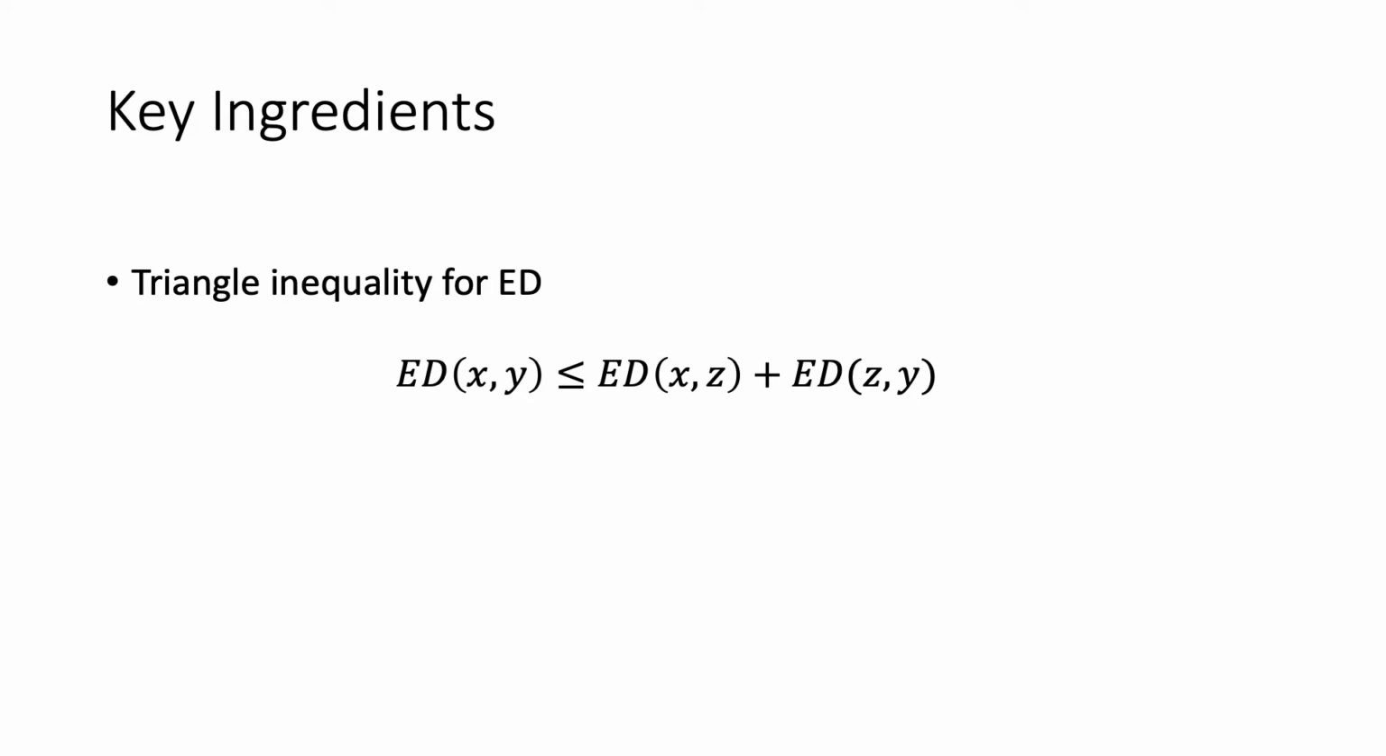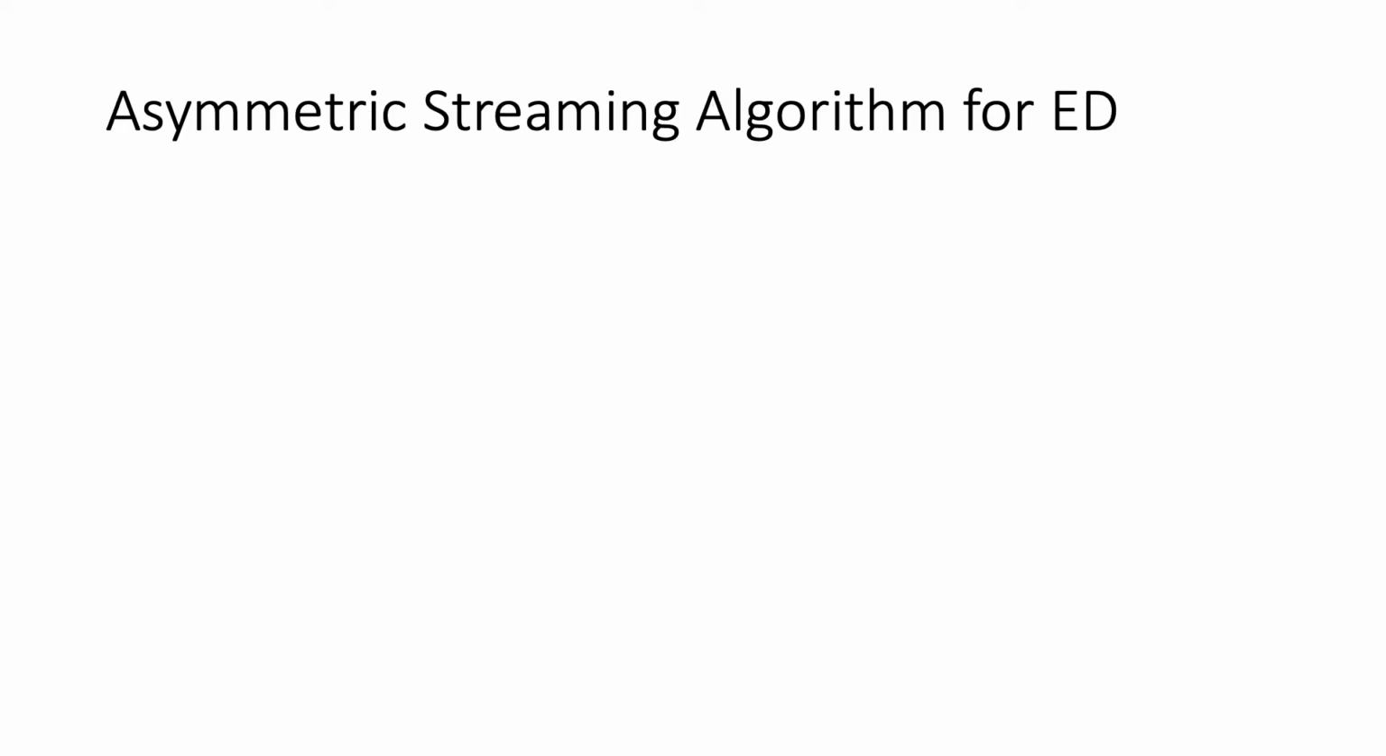Our algorithm for edit distance in the asymmetric streaming model gives yet another novel use of triangle inequality. The second ingredient is recursion. We show that, just like the proof of Savitch's theorem, recursion can be very useful in designing space-efficient algorithms for edit distance and LCS. Okay, now let me first introduce our algorithm for edit distance in the asymmetric streaming model.